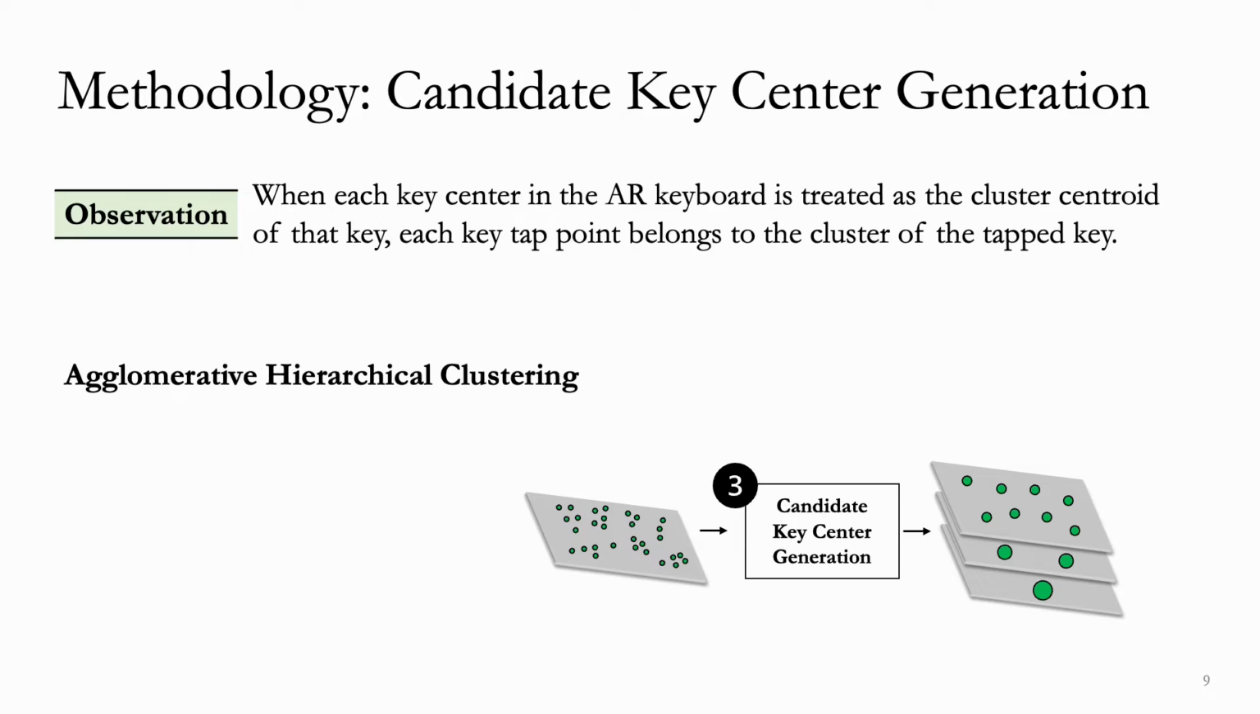When each key center on the AR keyboard is treated as a cluster centroid, each key tap point should belong to the cluster of the associated key. Based on this, we argue that proper clustering of the found key tap points partitions them into the associated key clusters. For such proper clustering, the ideal thing would be knowing the number of unique keys in a session. However, this is not the case in our system model. To address this issue, we apply agglomerative hierarchical clustering on the key tap points and generate a set of clusterings with a varying number of clusters. The cluster centroids are treated as candidate key centers.